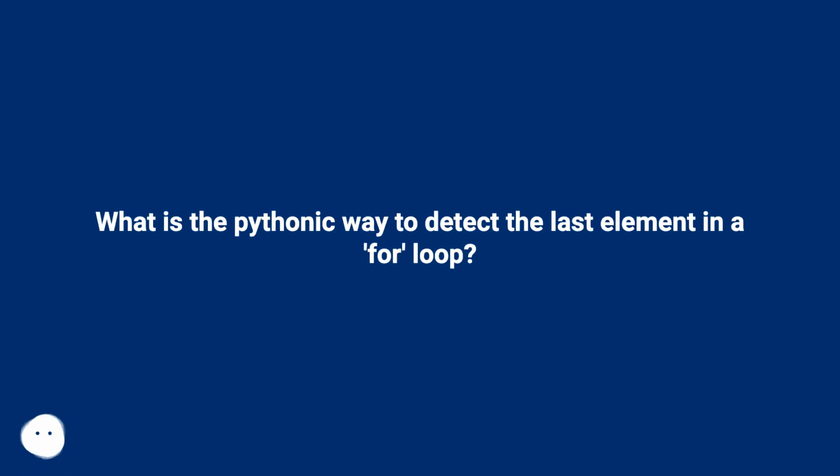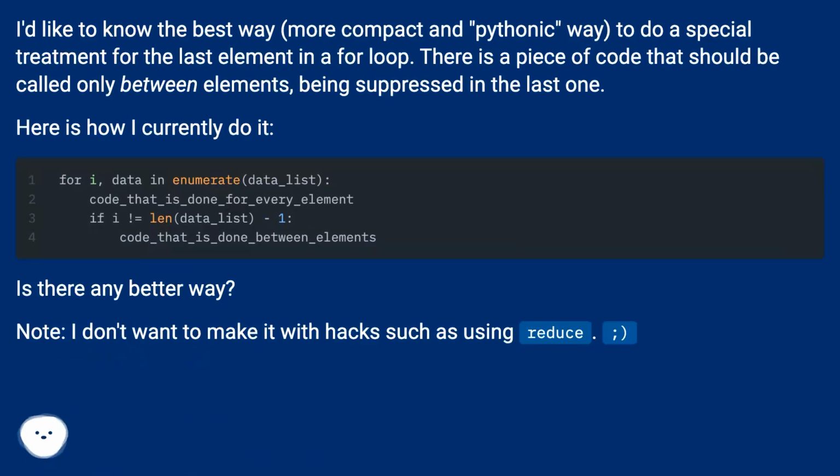What is the Pythonic way to detect the last element in a for loop? I'd like to know the best, most compact and Pythonic way to do a special treatment for the last element in a for loop. There is a piece of code that should be called only between elements, being suppressed in the last one. Here is how I currently do it.